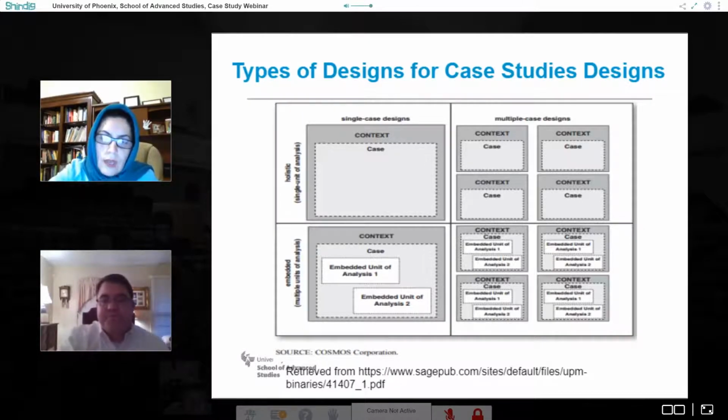Yes, so for the embedded single case study we are talking about here, you have one organization and then two units of analysis. One is the policy; the other can be the policy of a different department, or any other issue in other departments. As long as you have two units of analysis, it goes under embedded, because there are two of them. Then it goes under this type of design.